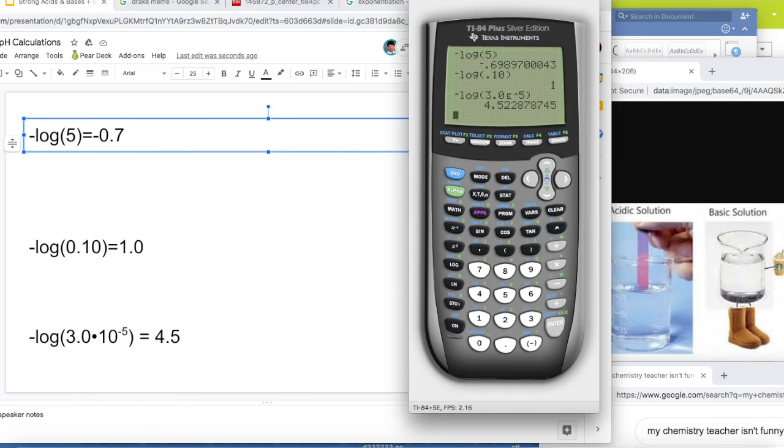So when you're using this, again, it's just as simple as hitting the minus button, the log button, and the number you're putting in. I might interject in a couple other spots in the video here just to show you what that calculator function would best look like.